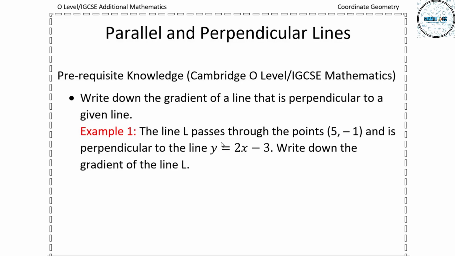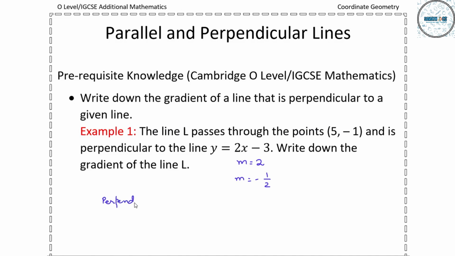For example, the line L passes through the point (5, -1) and is perpendicular to the line y equals 2x minus 3. Write down the gradient of the line L. The gradient of this line is 2 and the gradient of line L is negative 1 upon 2. Whenever there are two lines perpendicular to each other, their gradients are negative reciprocal to each other.